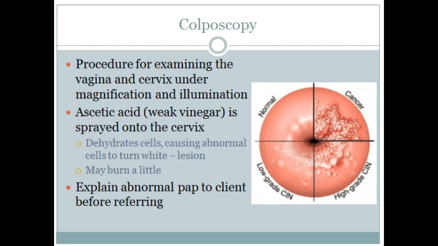So what is the colposcopy doing? We already know that we're looking at it under a microscope, and then basically what happens is a weak vinegar solution is sprayed onto the cervix that dehydrates cells, causing the abnormal cells to turn white. So this is what normal looks like, and you can see how, depending on how severe it is, the whiteness would stand out more.